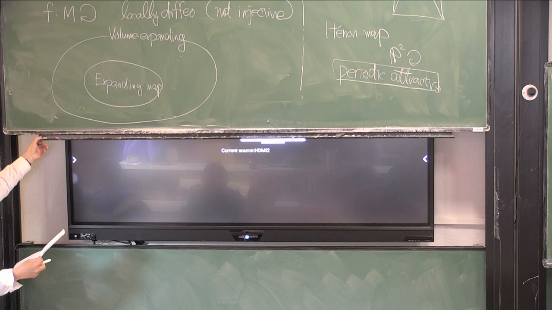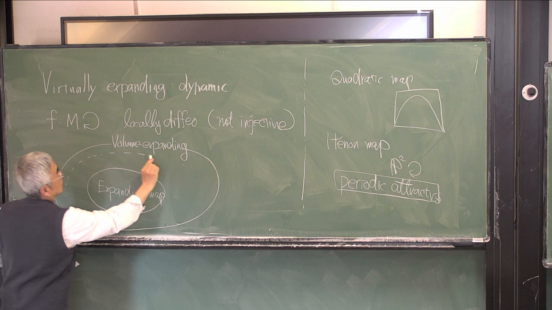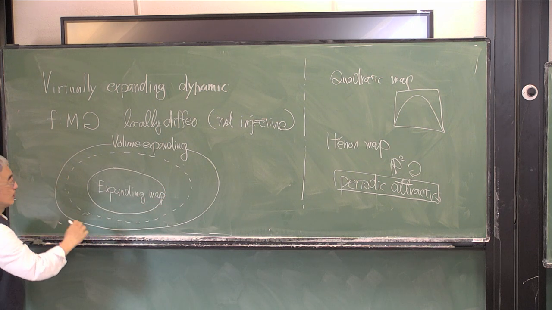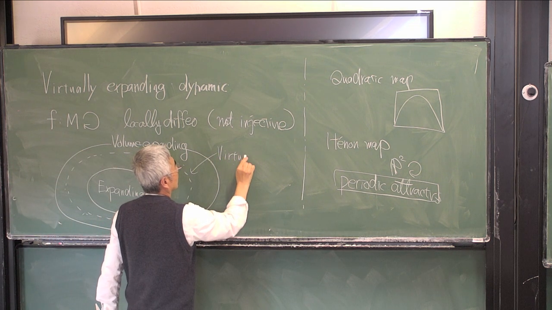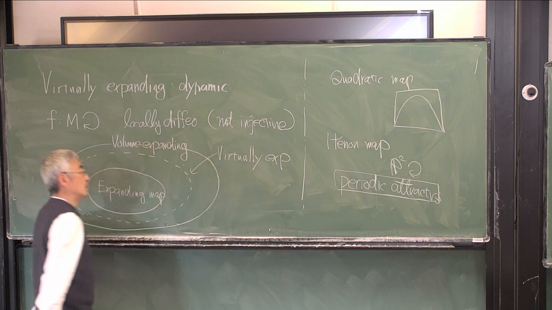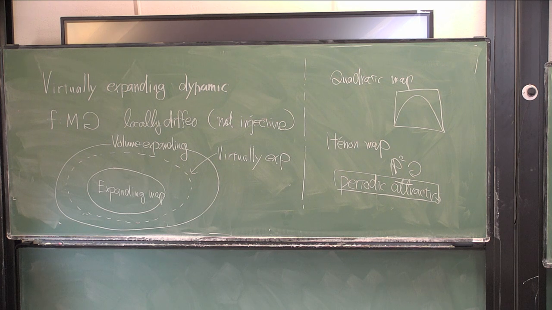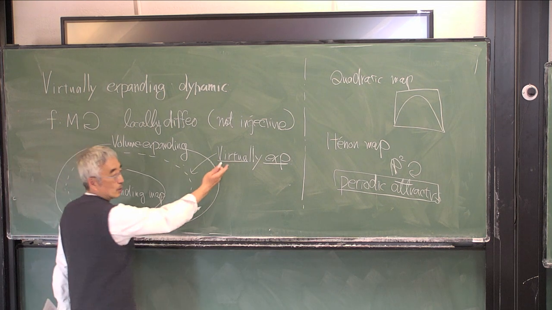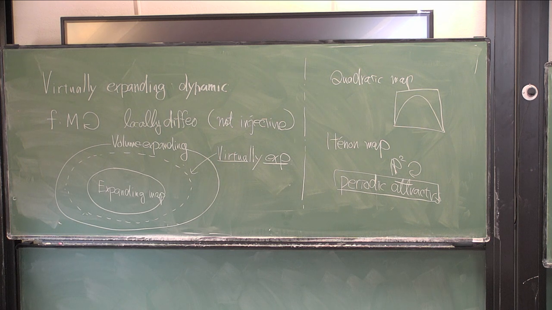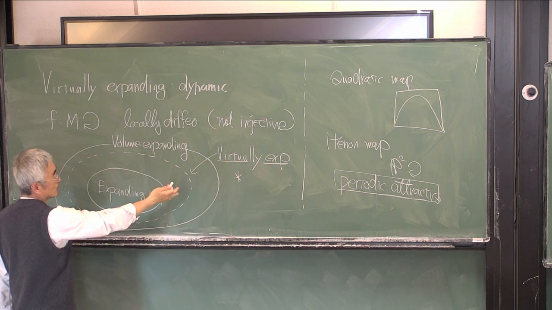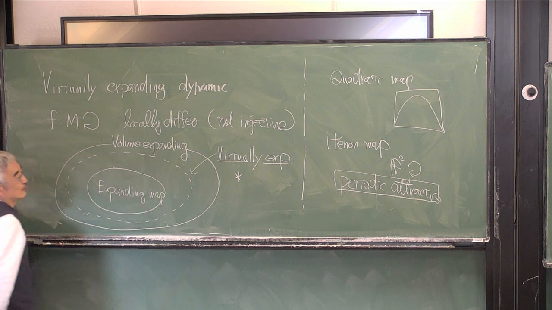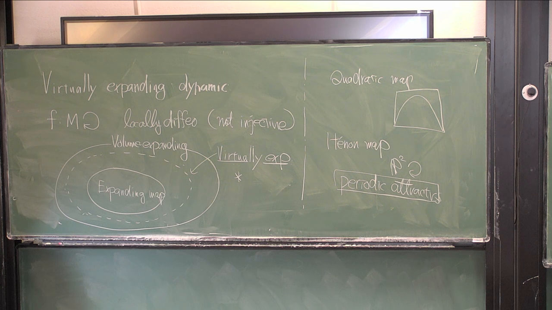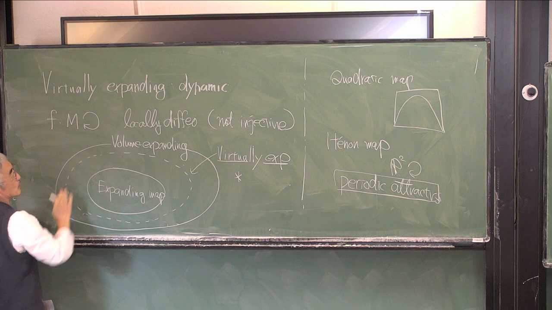And so I would like to introduce some class of dynamical systems in between. And this is what we call virtually expanding. Maybe first I define it, and then I show that for this class we only have finitely many attractors. And also, I want to prove that this class is open. I want to show that this is dense, but I actually could not. But it is quite hopeful that this virtually expanding class is open and dense in the space of volume expanding maps. Okay.